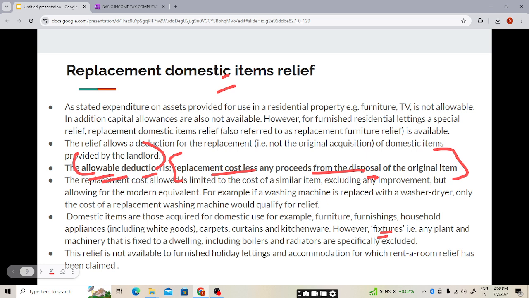But one more restriction is there. What is that restriction? The replacement cost allowed is limited to a similar standard. There should be no improvements, but a modern equivalent can be acquired. This relief does not apply to FHL and rent a room relief. We'll be studying in our next class what rent a room relief and furnished holiday lettings are.